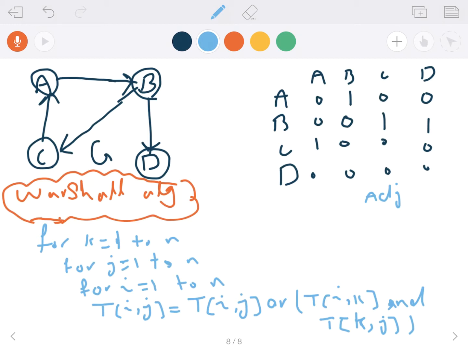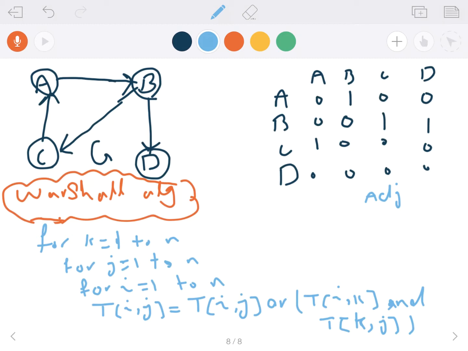Okay, so assume that we have a graph G here. You see on the board that we have a graph G with 4 nodes, and the goal is to see if there is a path from any node in the graph to all other nodes that we have in the graph.